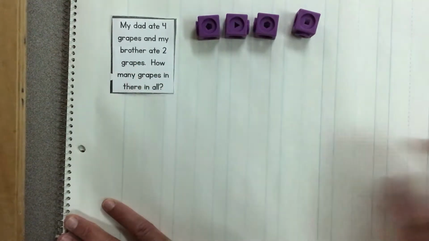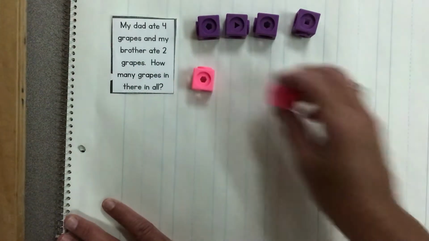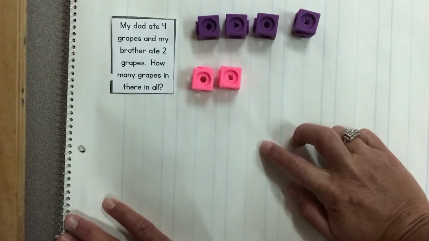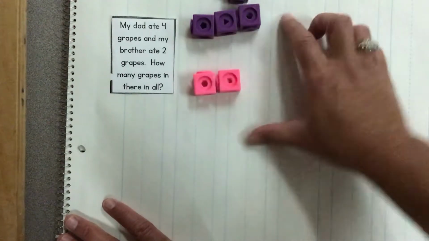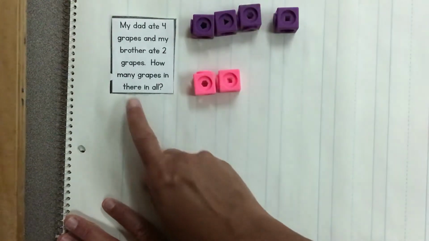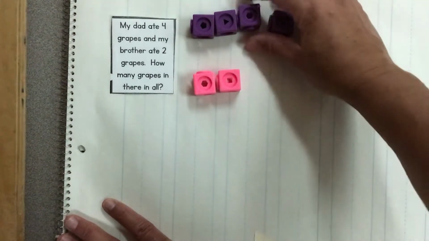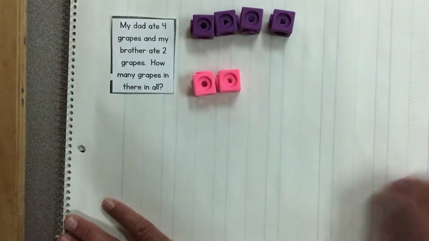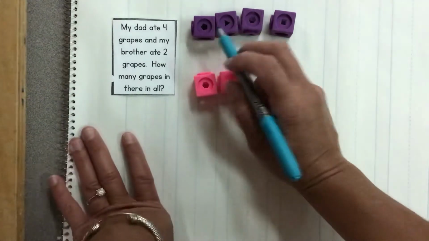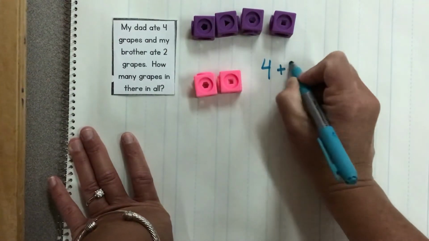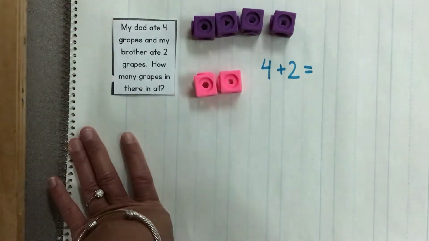And then my brother ate 2. 1, 2. I want to make sure I can see my 2 groups. Now think about a number bond. Part, whole. These 2 groups are coming together to make a whole number. The question is, how many grapes are there in all? So my dad ate 4, my brother ate 2. So if we put those together in an addition sentence, we would have 4 and 2. And we want to figure out how many that is altogether.